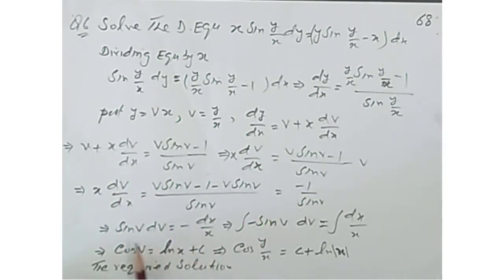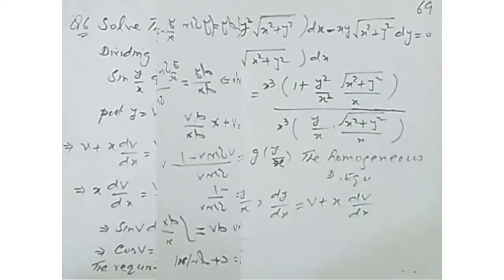The variables have been separated, so we take the integral on both sides. The integral of minus sin v is cos v. The integral of this is log x plus c. And in place of v, we put y by x, and this is the required solution.